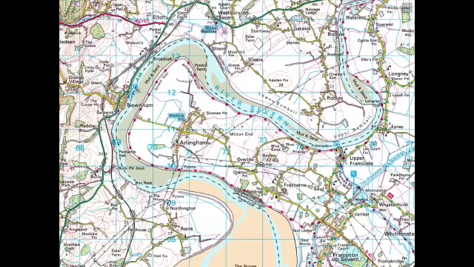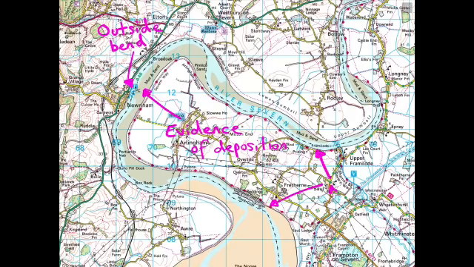And if we look at what a meander looks like from the perspective of an OS map, and we look at the example of the River Severn in the UK, we can see on the inside bend of our meander, due to some mud and sand being indicated, we have evidence of deposition, which therefore means the other side of the meander is the outside bend. We can also see a narrowing meander neck on this particular OS map, as well as potentially a slip-off slope on the inside bend.